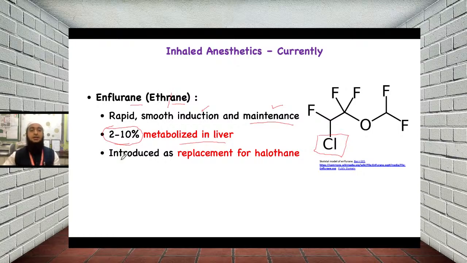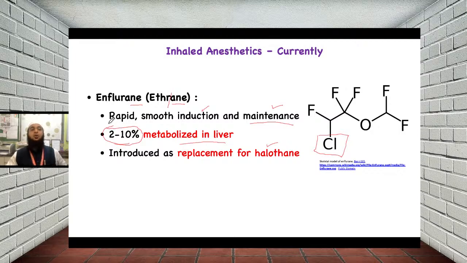The third important thing is that it was introduced as a replacement for halothane. In the last lecture we studied halothane. It was the first halogenated general anesthetic drug, but the problem is that its induction is not so rapid.